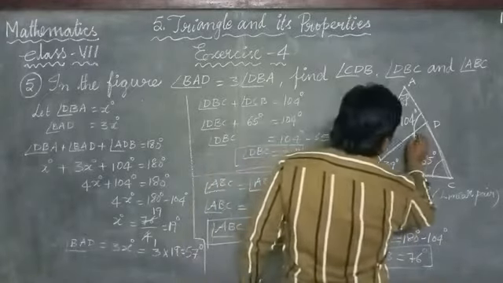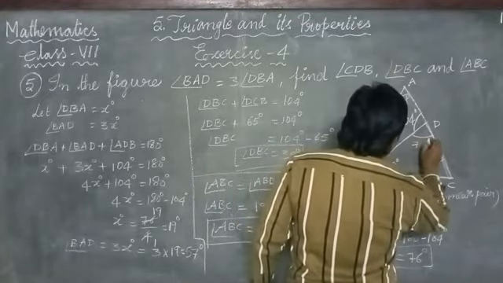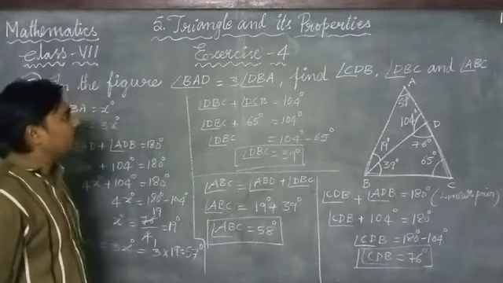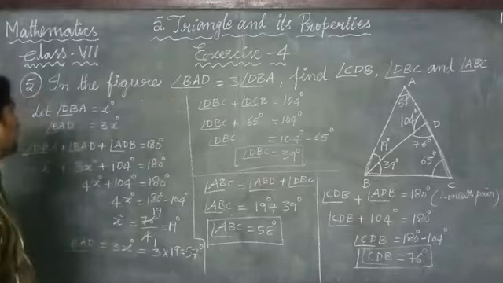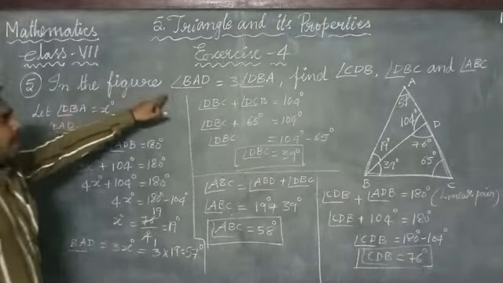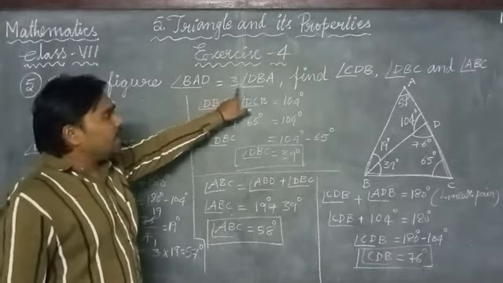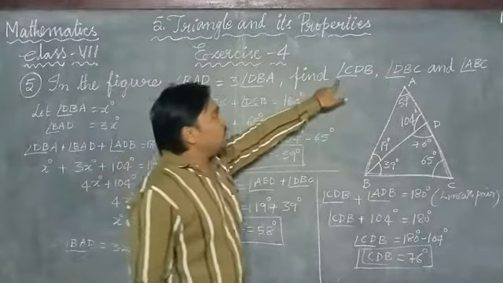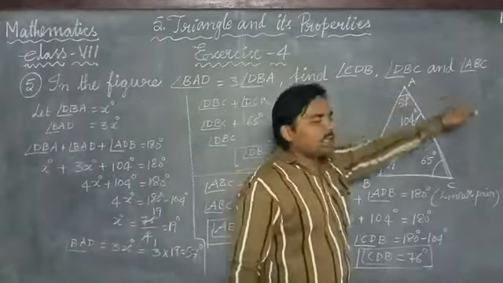Okay, here it is 76 degrees. In this way we can find the given angles. Once again I am saying, in the given figure angle BAD equals 3 angle DBA. Okay, this is the given condition. Then we have to find angle CDB, DBC and ABC.